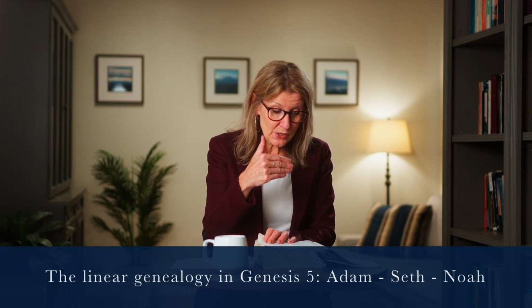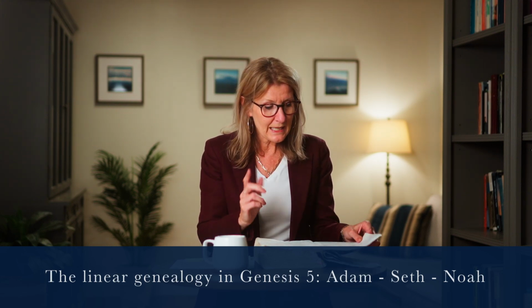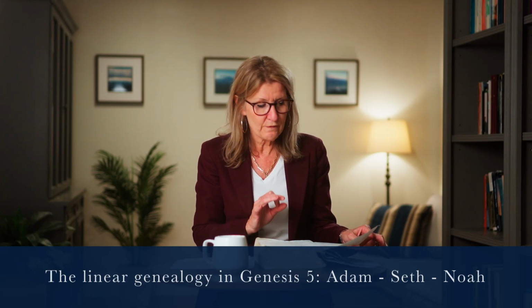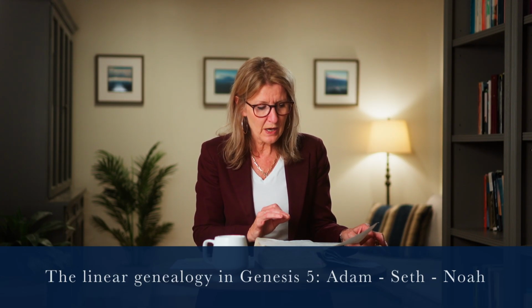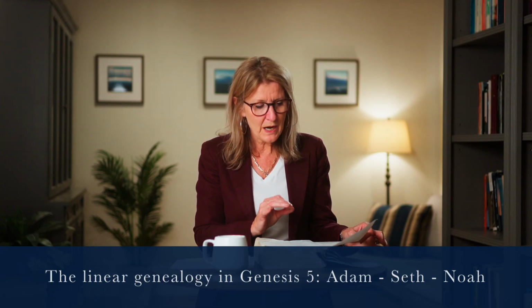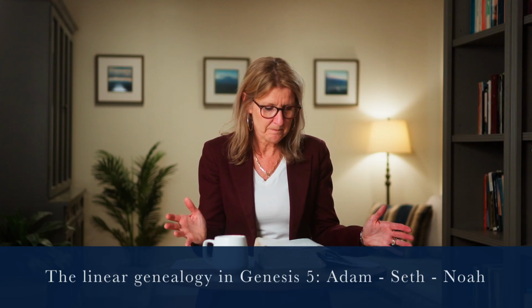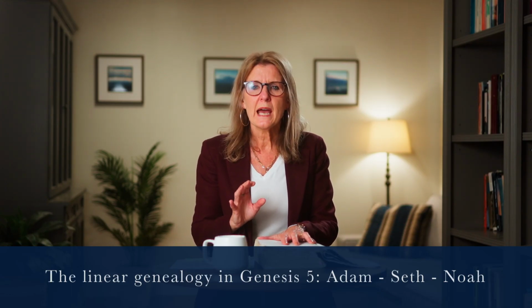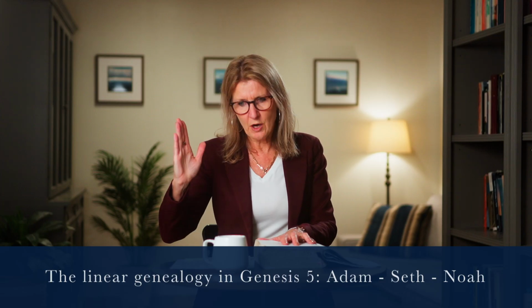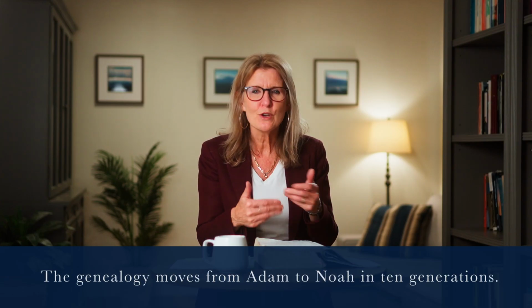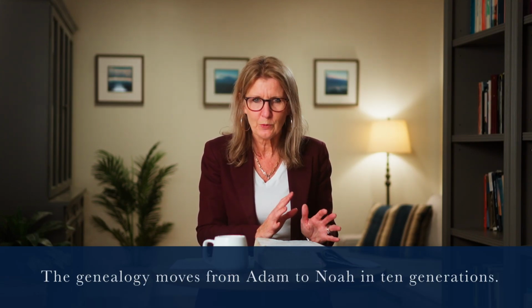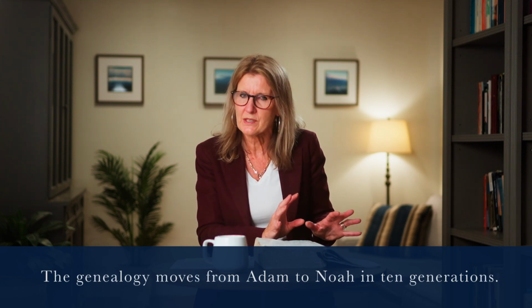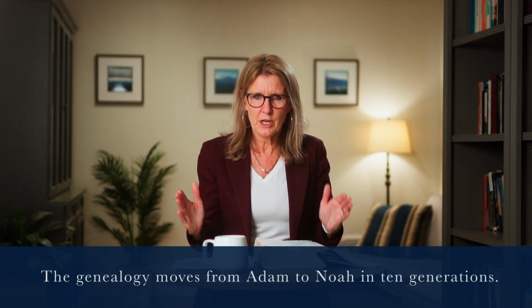I want you to notice then that the genealogy in Genesis 5 begins with Adam, it goes through Seth, and it finishes in chapter 5, verse 32. It says, Noah was 500 years old, and Noah became the father of Shem, Ham, and Japheth. So what does this mean? It means that the genealogy is moving from Adam to Noah, 10 generations, and it's moving through fairly quickly. It's not stopping along the way and giving you all the different relationships. And they had other sons and daughters. It is moving from Adam to Noah.